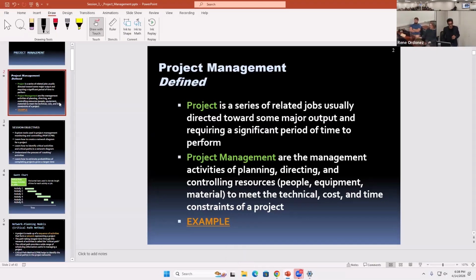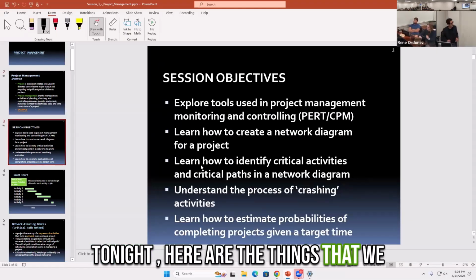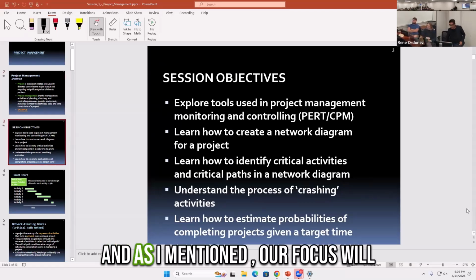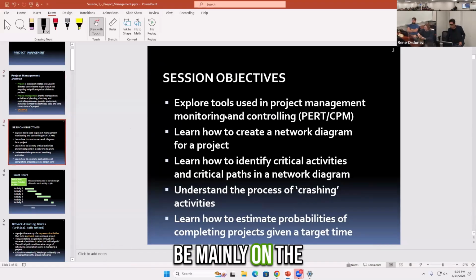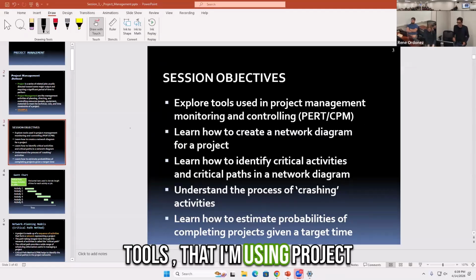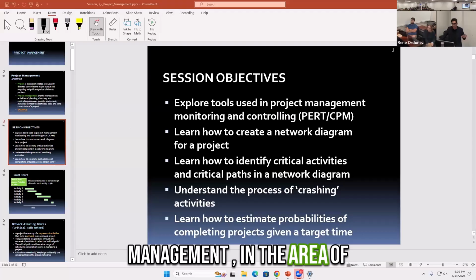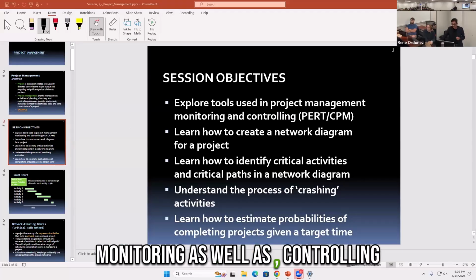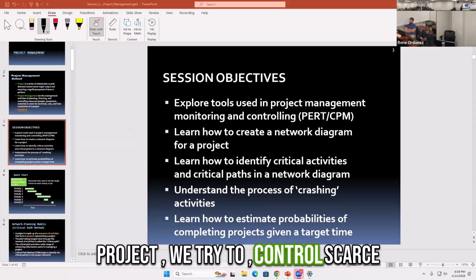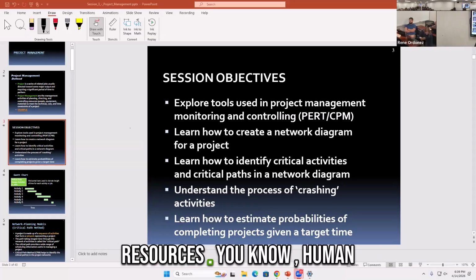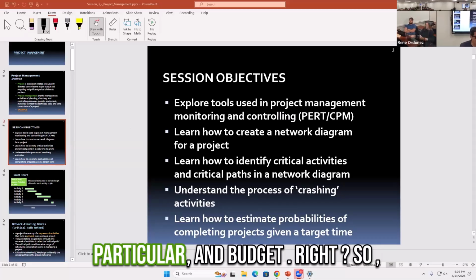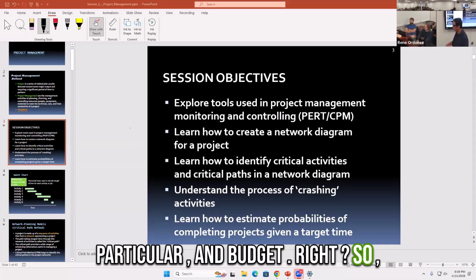So tonight, here are the things that we will try to accomplish. As I mentioned, our focus will be mainly on the tools that are used in project management in the area of monitoring as well as controlling projects. When we say control projects, we try to control scarce resources: human resources, machines, tools, time in particular, and budget, right?